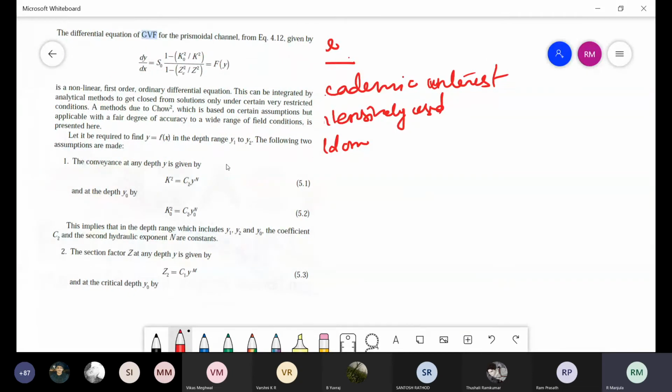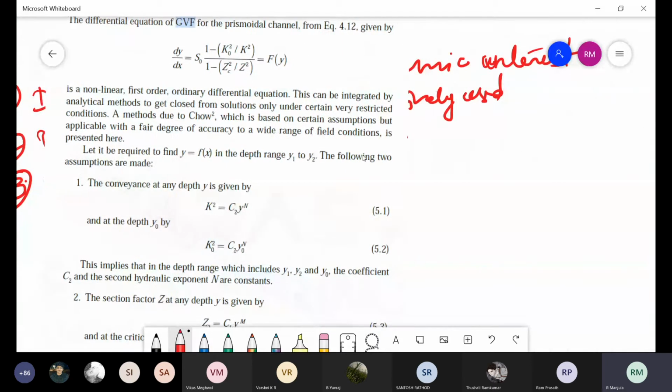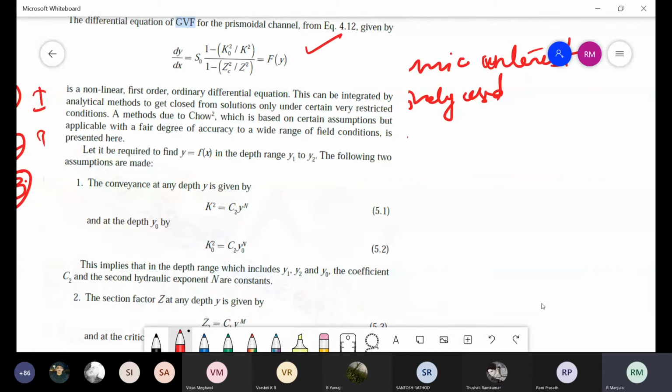So the differential equation of the GVF profile in terms of section factor and conveyance factor, which we have discussed in previous classes, is a well established equation. So dy by dx equals S naught into 1 minus K naught square by K square, divided by 1 minus Zc square by Z square. And if you see these terms, it is a non-linear first order ordinary differential equation.